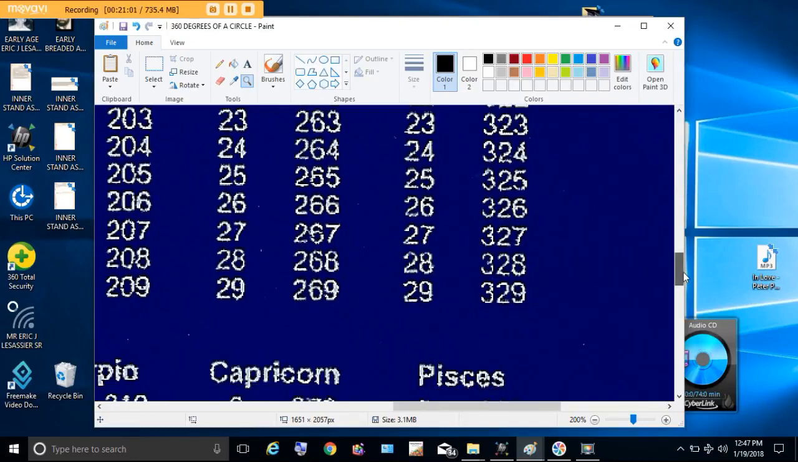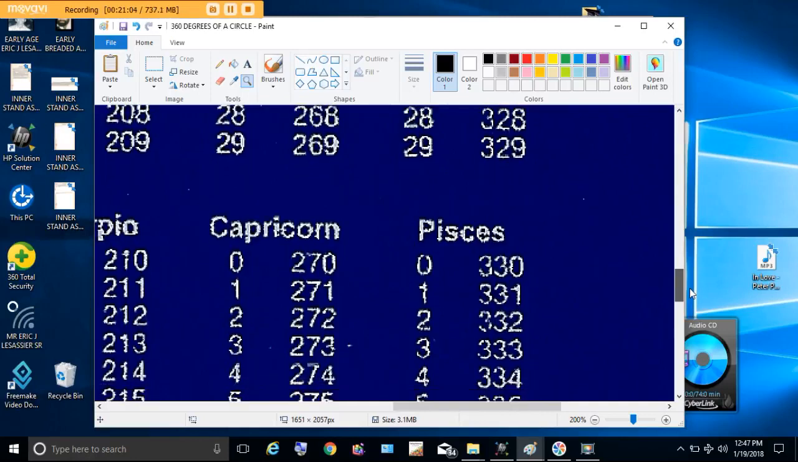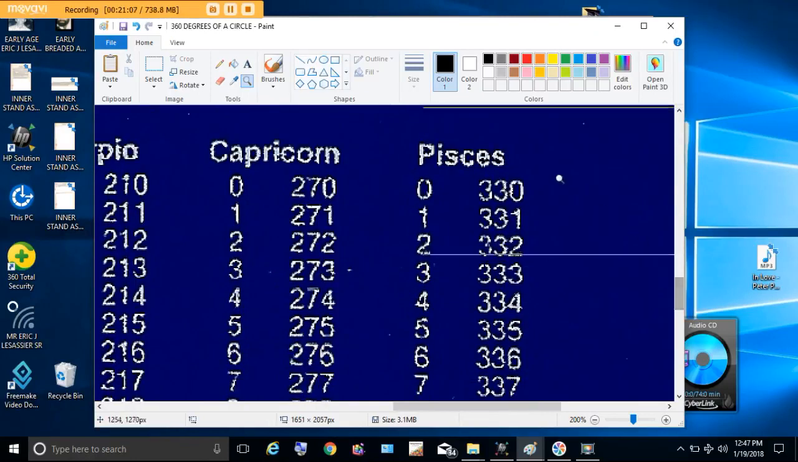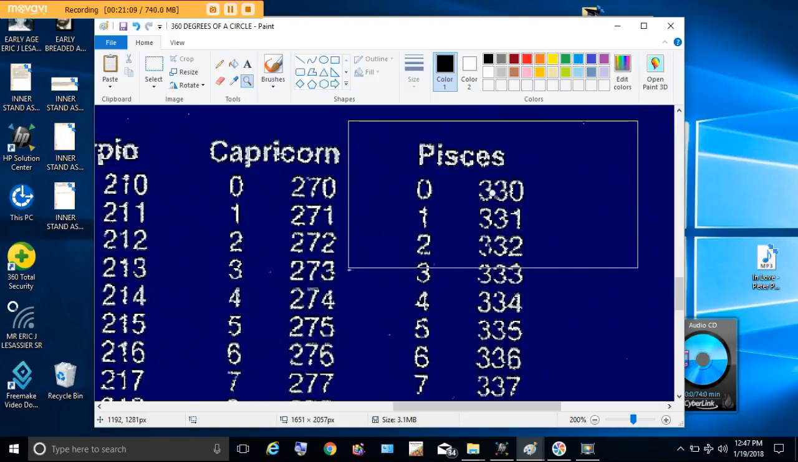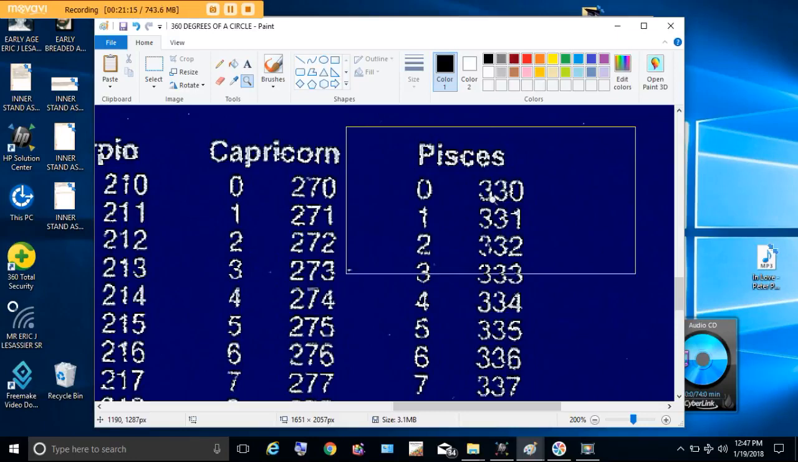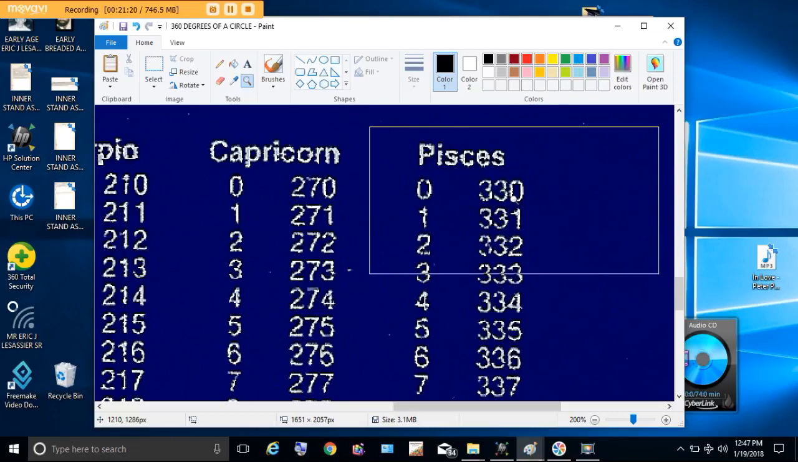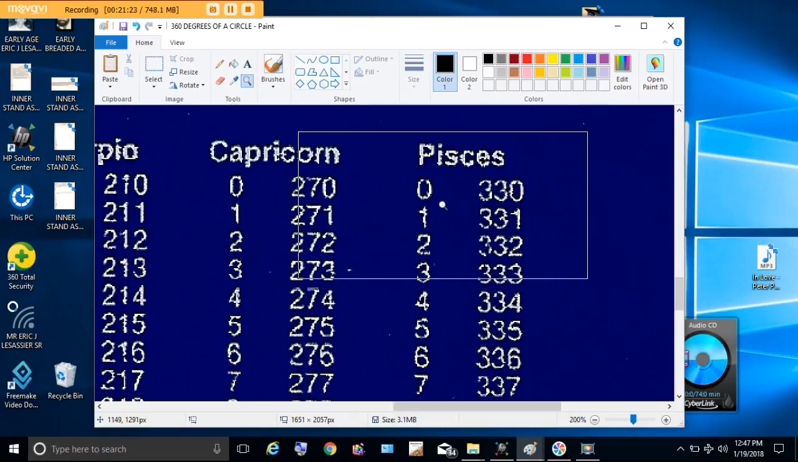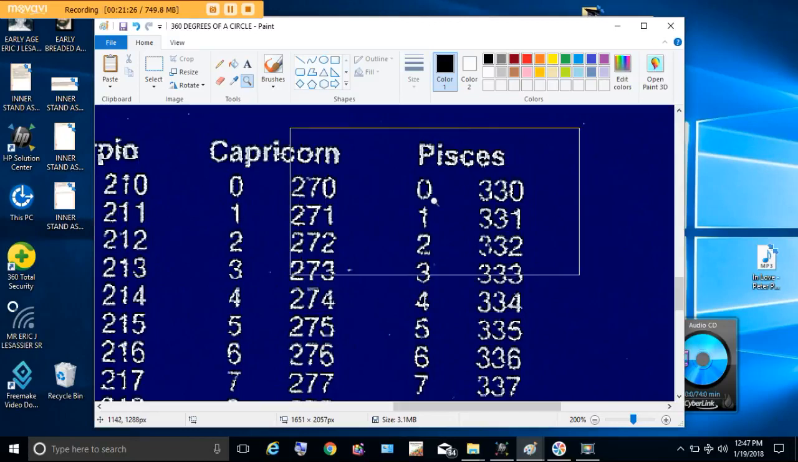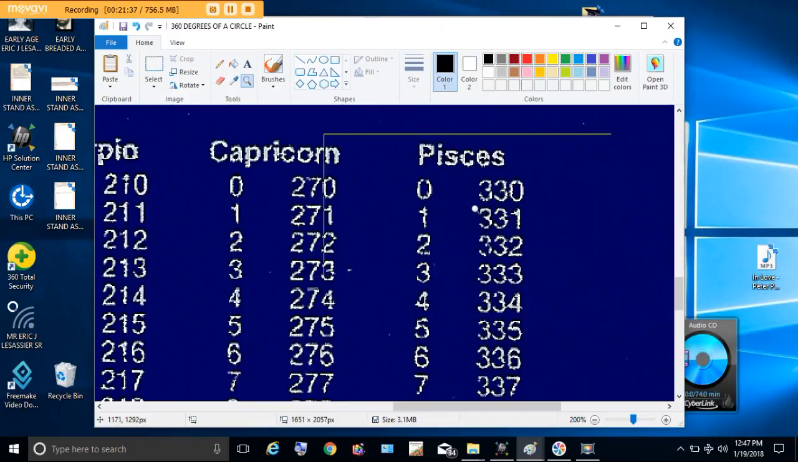And the last month of the year starts with Pisces. People that are born under Pisces are born in the season between the last part of winter and the beginning of spring, so we call this winter spring. The 0 degrees of Pisces, as the sun passes through 1 degree per day, is equal to 330 degrees.